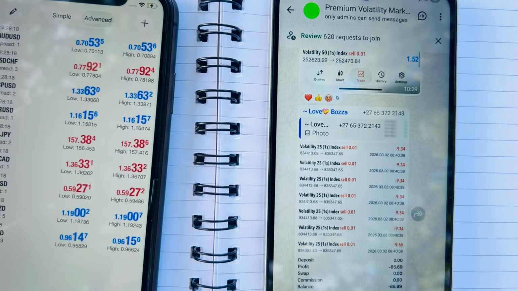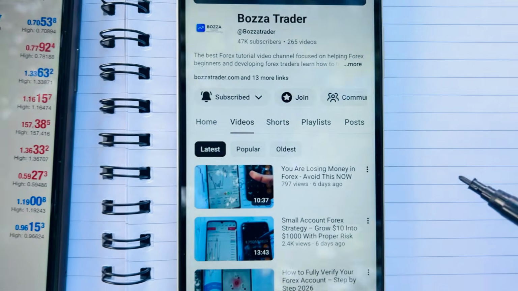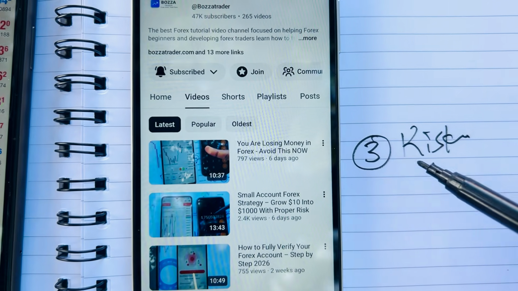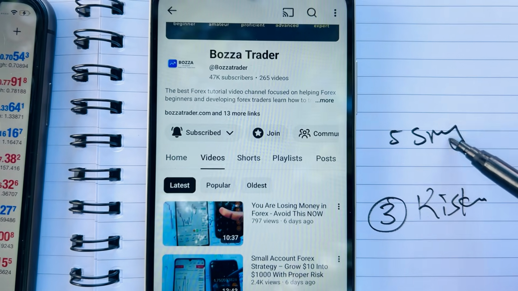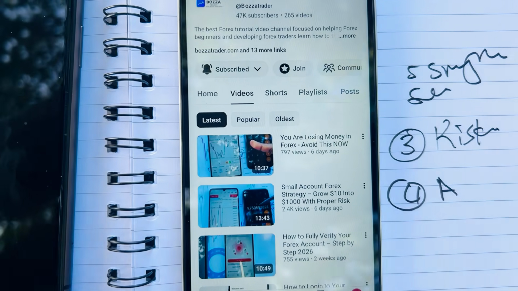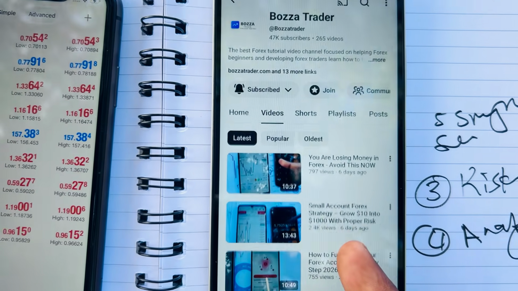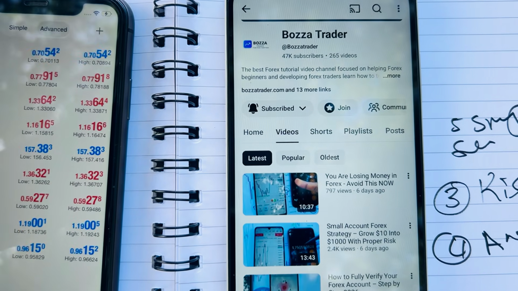Now, when we trade, make sure that you always understand risk management. We have risk management, which is step number 3 in our journey to start trading Forex in 5 simple steps. Step number 3, and step number 4, analysis. You must make sure that you watch the tutorials that I share here. Super simple, super easy to follow.